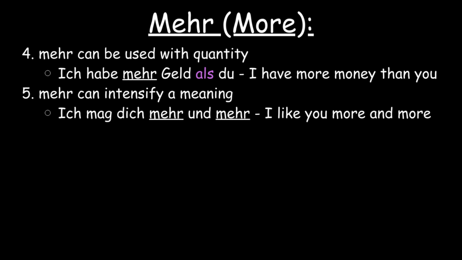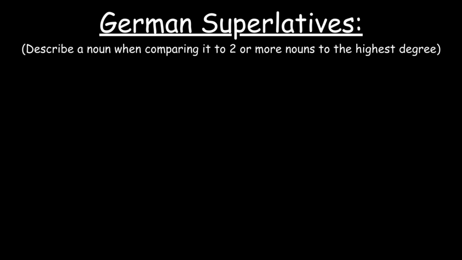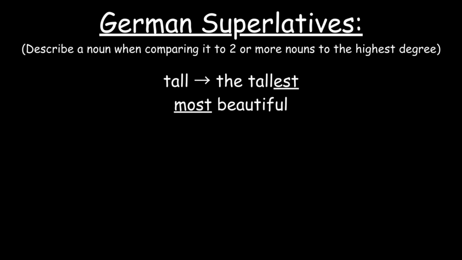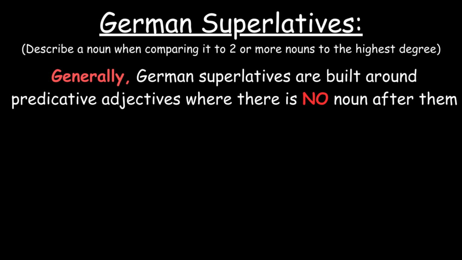Now, let's discuss superlatives. Superlative adjectives describe a noun when comparing it to two or more nouns to the highest degree. In English, we typically use the letters -est, add an article, and if an adjective is too long, we use the word "most". In German, the structure of superlatives is a bit similar, but there are spelling rules with additional words. Generally, German superlatives are built around predicative adjectives where there is no noun after them.